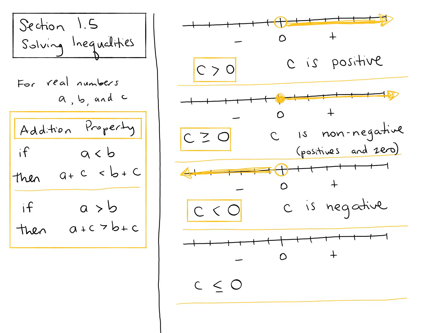And then we have the last one, which is C is less than or equal to 0. When we put that on the number line, we're going to include the 0, and we're going to go towards negative infinity. So the only numbers not in this set are positives. So we would say C is non-positive.